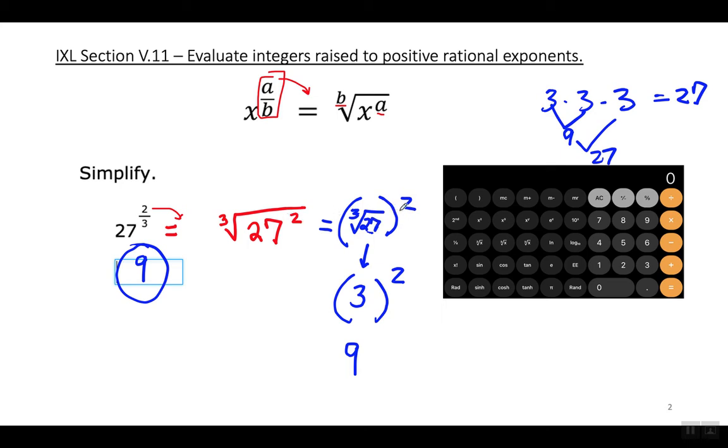Believe it or not, you get the same answer both ways. If I would have done 27 to the second power, which is 729, and then get the cube root of 729, the answer is also 9. So both methods give you the same answer, but the method I just taught you is much easier and quicker because it allows you to deal with smaller numbers that are easier to handle.